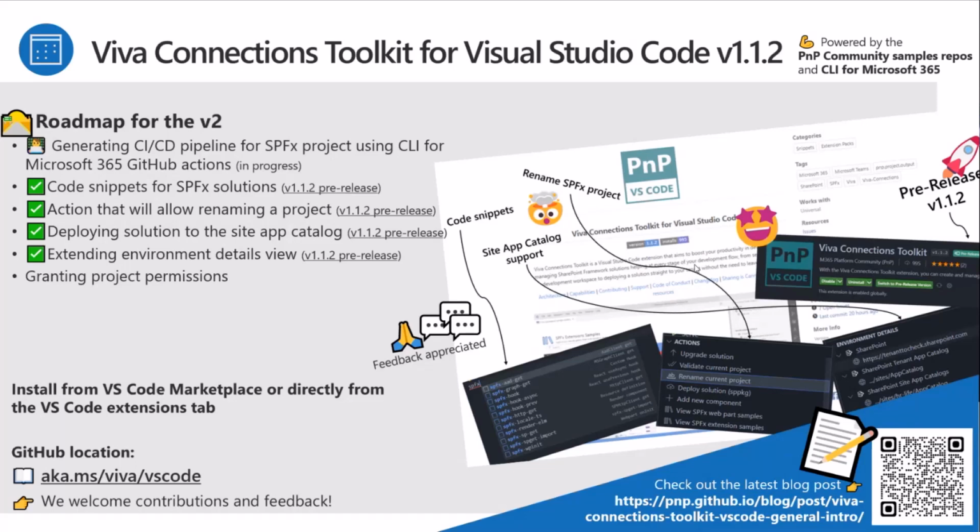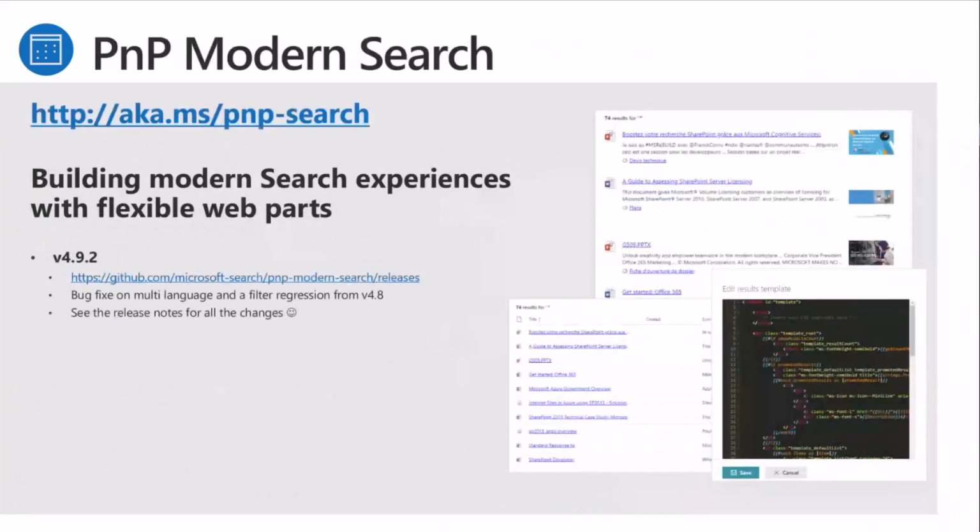Awesome, thanks, Adam. Next up, we have updates on the PnP modern search. There was a release a couple days ago that added support or bug fixes for multi-language, and there was a regression with filters when trying to preset filters through the URL. That was fixed in 4.9.2, and you can reach those releases within that repository.